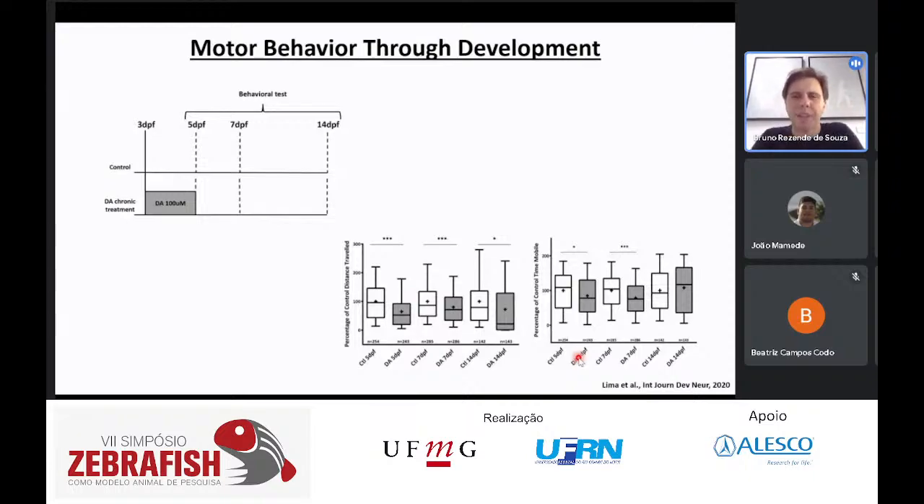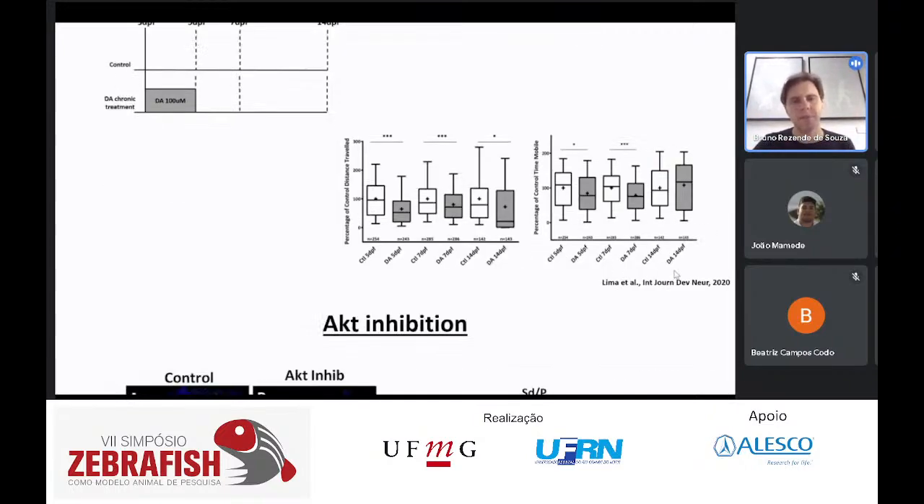After that, we thought, what about development? Does it affect motor behavior when they are a little bit older? So we checked motor behavior at 7 and 14 days. What we could see is that there is still a decrease of motor behavior in the open field test, even at 14 days, but not in all parameters. In some parameters, they recover through the next few days.